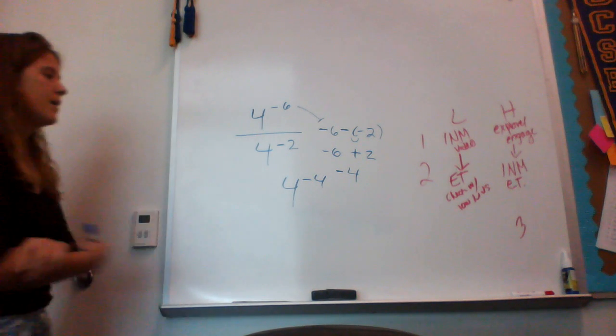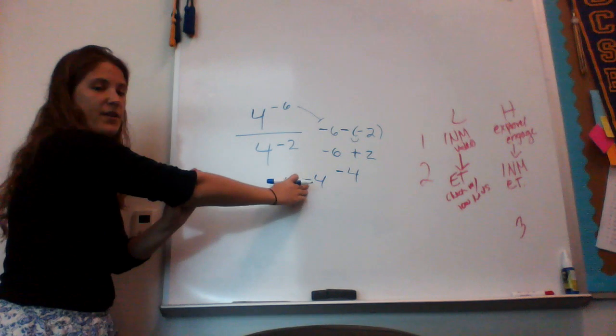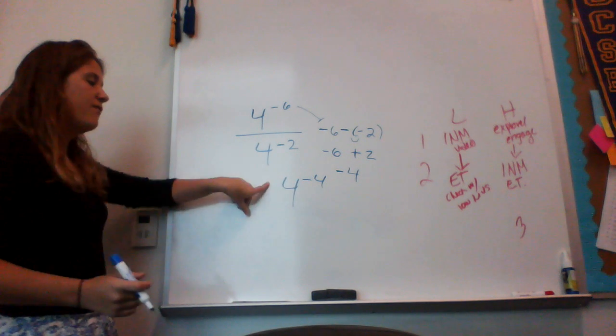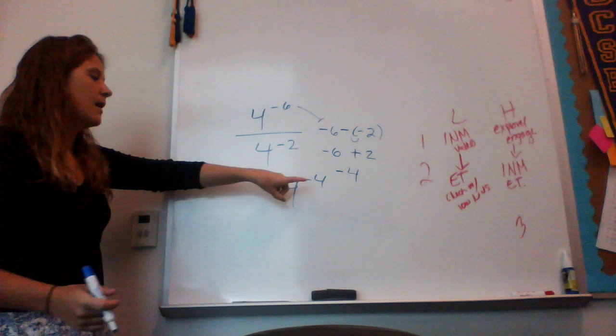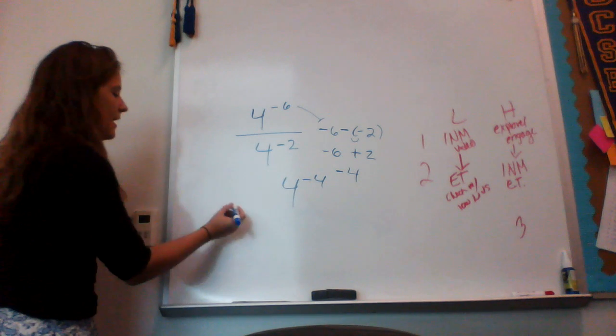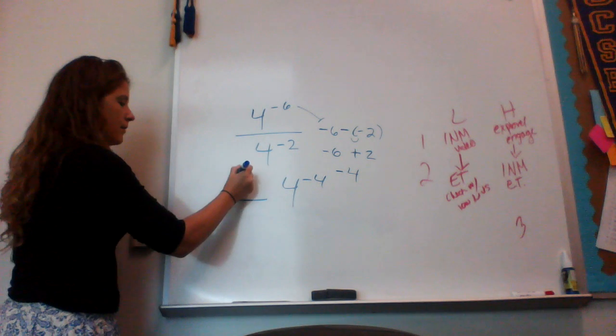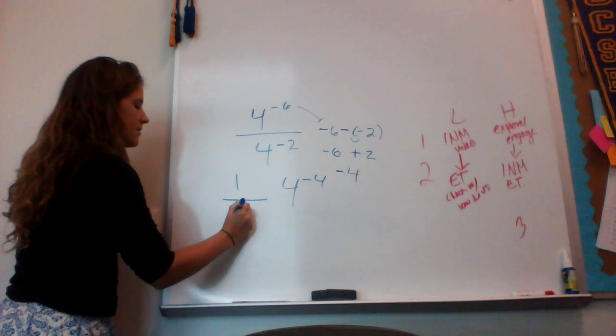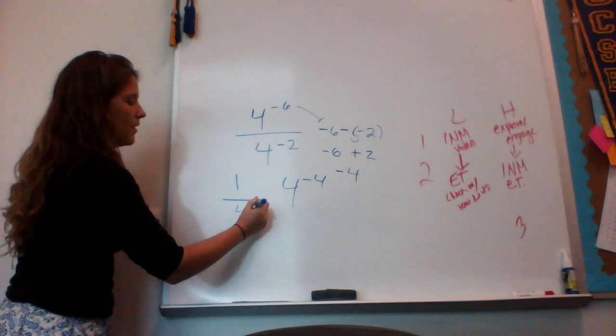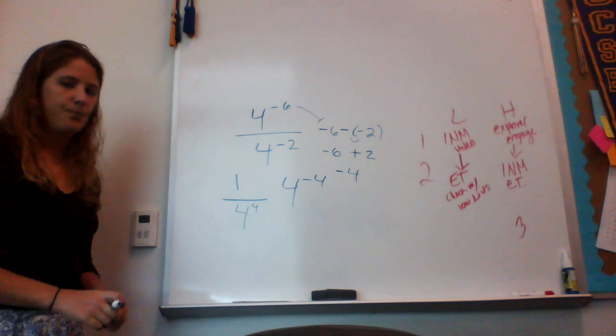Now, I'm not done. When I simplify, I never have a negative exponent. So if I have 4 to the negative 4th power, I know that my negative exponent tells me I will have a fraction. My numerator will be 1. My base is 4, and it's being raised to the 4th power.